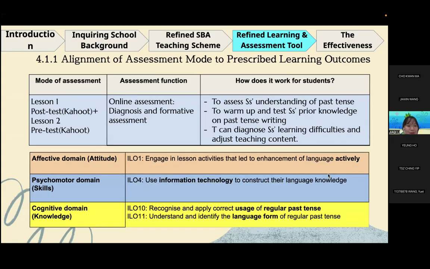In both lesson 1 and lesson 2, there are 2 Kahoot games, and one is for the post-test and the other one is for the pre-test. So these are online assessments. They're used for diagnosis and formative assessment.